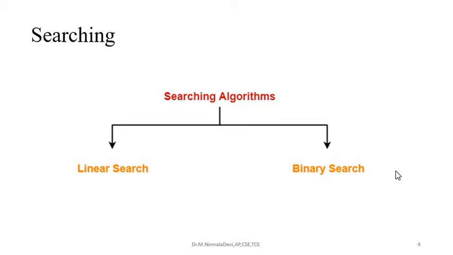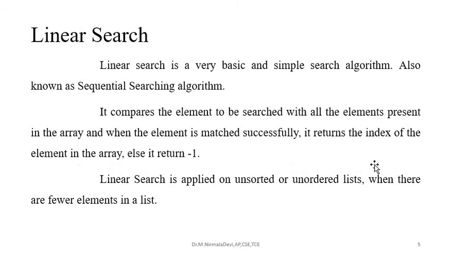Searching algorithms are classified into linear search and binary search algorithms. Linear search can be applied to sorted as well as unsorted arrays of elements, but binary search can be applied only to a sorted set of elements. This is the major difference between the two searching algorithms.